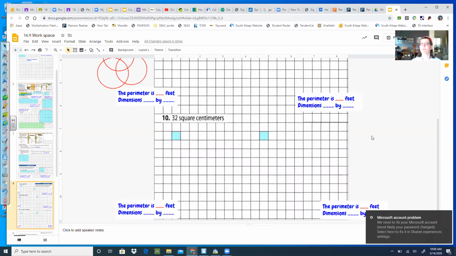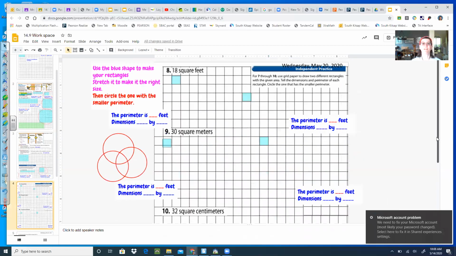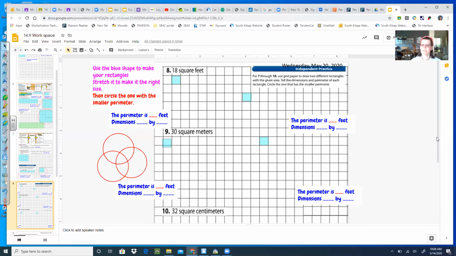Hello, next page. So I'm going to scroll up. So I'm going to skip number 8 because I am doing odds. So number 9, 30 square meters. So I need to think of what times what is 30. Well, I don't have enough room to do a 1 by 30 because this only has 20 something things. I might be able to do a 2 by 15, but I don't know if that would leave me enough room on this other side for the shape I need, but let's see.